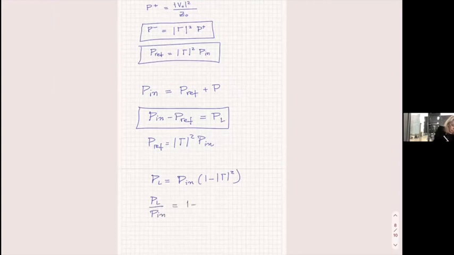And that's going to give you 1 minus magnitude of gamma squared. So you know what percentage of your power goes to the load. That's why the magnitude of gamma is far more important than anything else, because it gets into the calculations for the power.